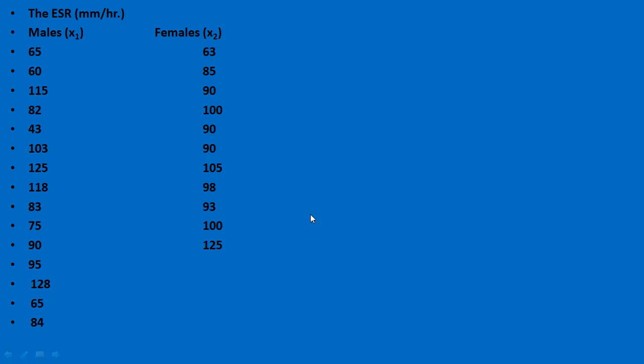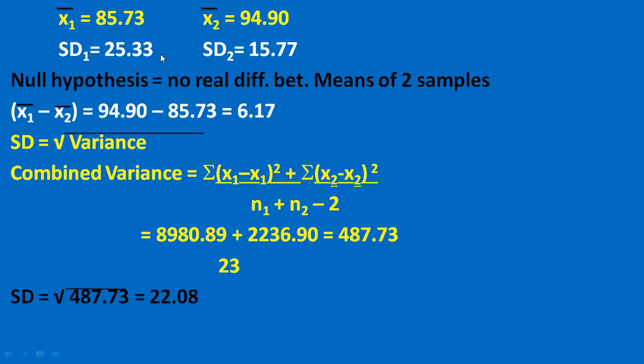Now we have to calculate. What we need here is x1 bar, the mean of the first sample, and x2 bar, the mean of the second sample, SD1, the standard deviation of the first sample, and SD2, the standard deviation of the second sample. Now we need to state the null hypothesis: no real difference between the means of two samples. We calculate the difference, x1 bar minus x2 bar, which is 94.9 minus 85.73, so it is 6.17. This is the difference.